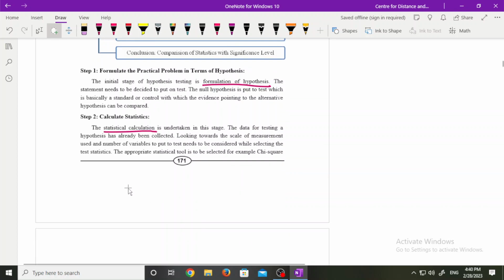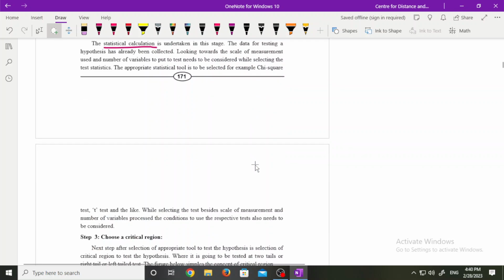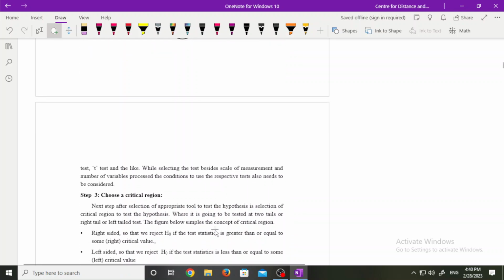Then the appropriate statistical tool is to be selected, for example the chi-square test, t-test and so on. By selecting the test, besides the scale of measurement and the number of variables processed, the conditions to use the respective test also need to be considered.